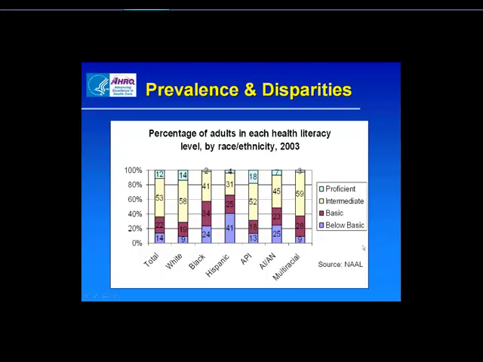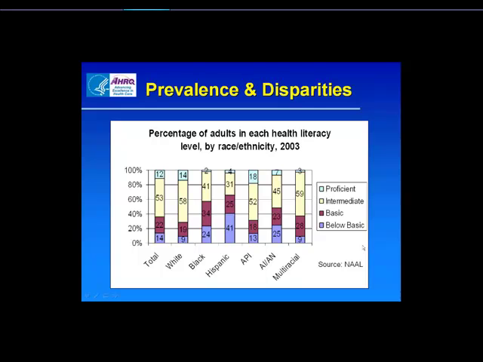But as you can see, we only have 12% of U.S. adults being proficient, meaning that 9 out of 10 adults may lack the skills they need to manage their health and prevent disease. Now, the columns to the right of the total column show you that there's huge variation based on race and ethnicity. So, for example, of Hispanics, 2/3 are not reaching the intermediate level. They're down at basic or below basic.